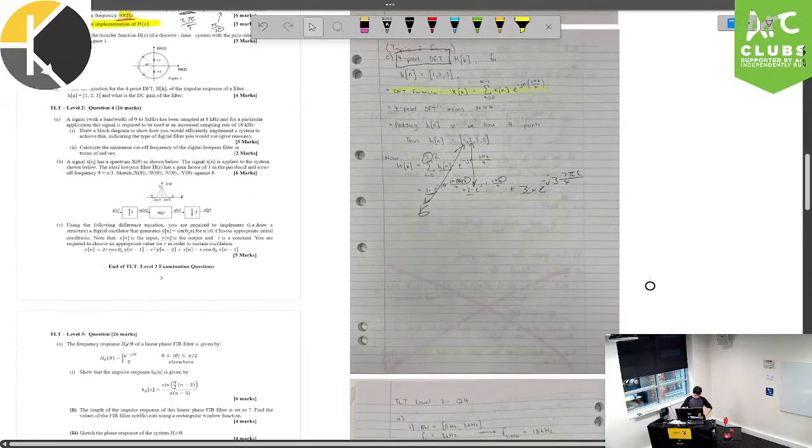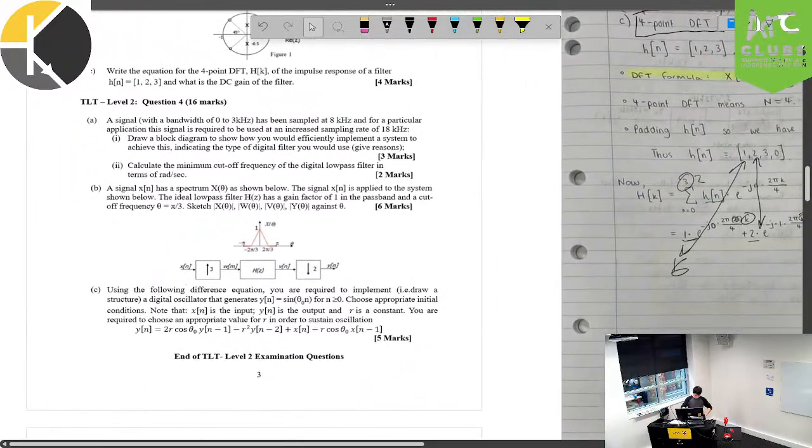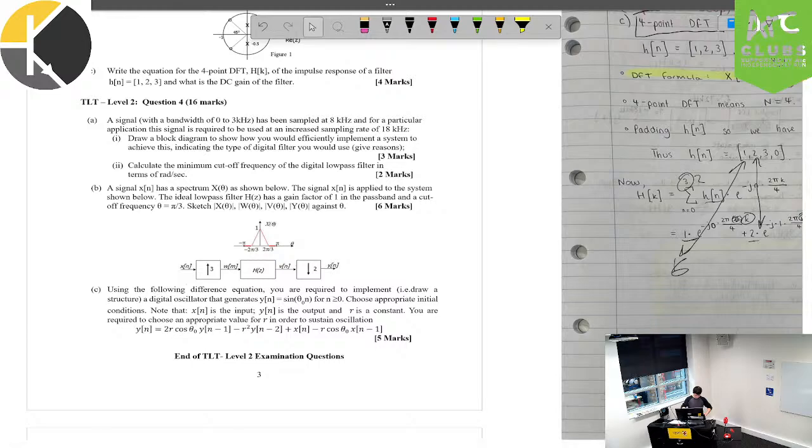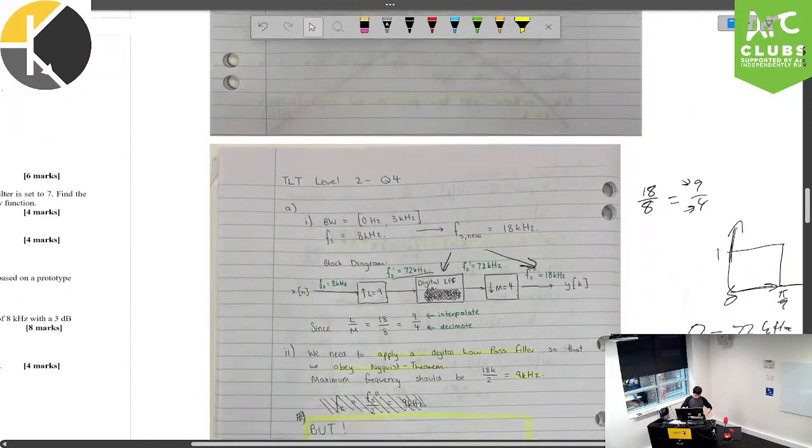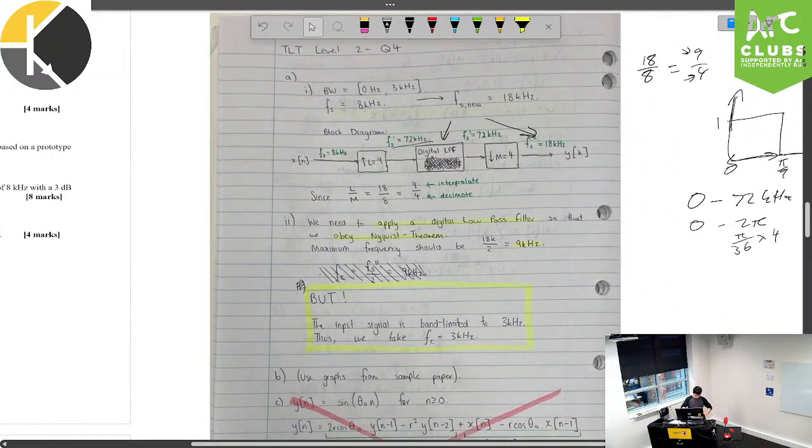We were at question 4, and we just up and down sampled it. Now we need to calculate the minimum cutoff frequency of the digital low-pass filter. Oh, whoops. I already did that. Got a little ahead of myself. Let's double check with the working.